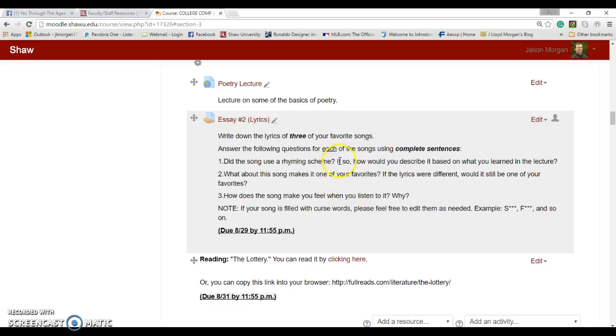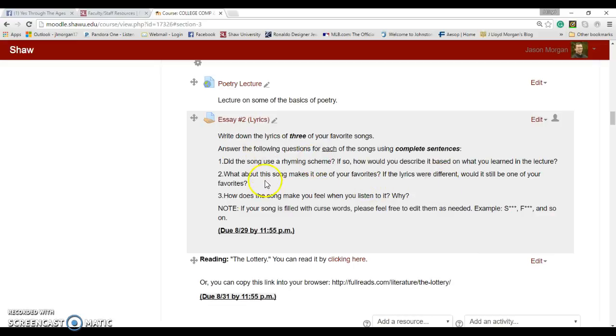Note that if your song is filled with curse words, please feel free to edit them as needed. The reason I say this is that Shaw University is a Baptist university. It is a religious university. So if you feel uncomfortable putting in the swear words, go ahead and just edit them as you see fit. Again, I will know what they mean, but that's your choice. I personally prefer not to read those words, but I'm not going to make that a mandated thing.